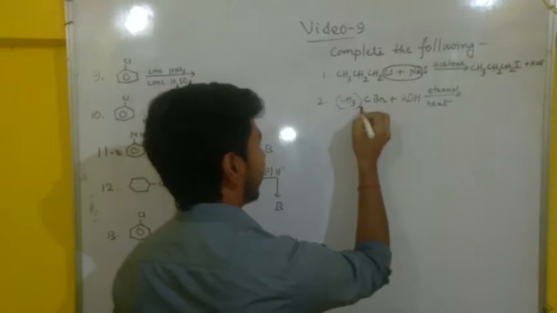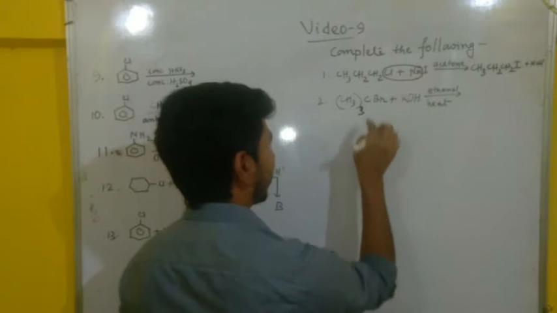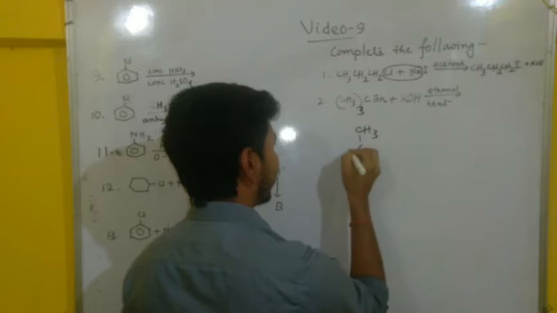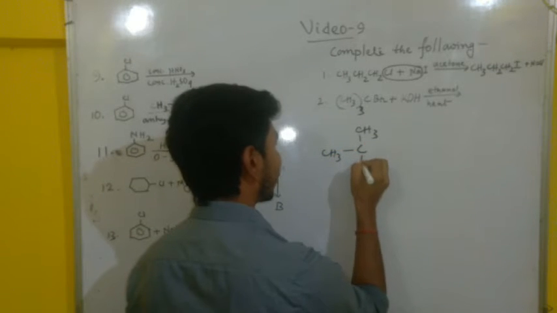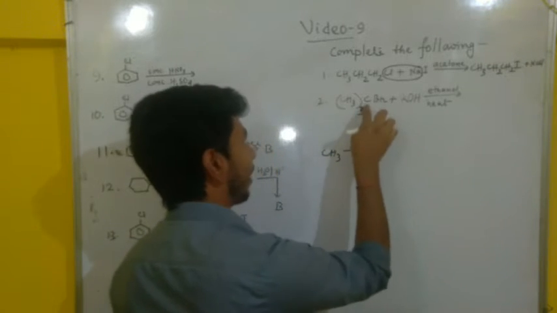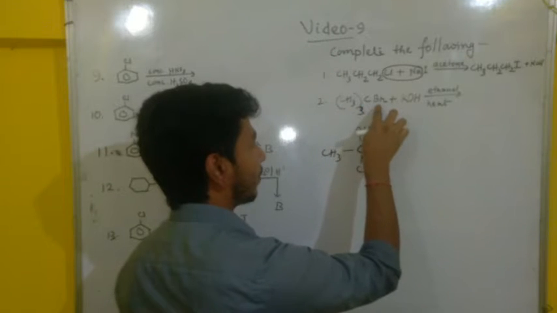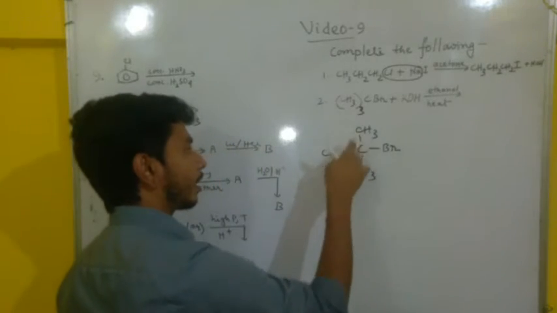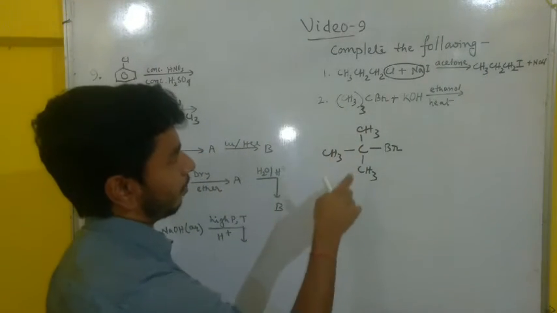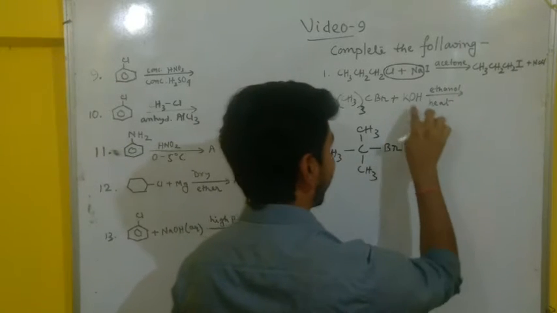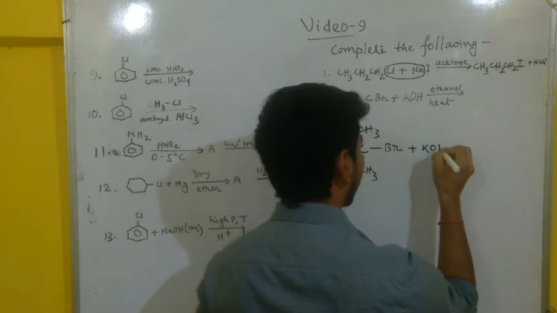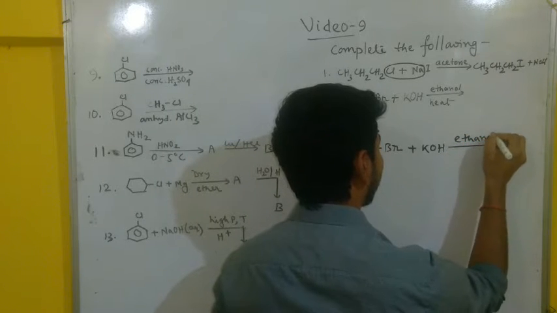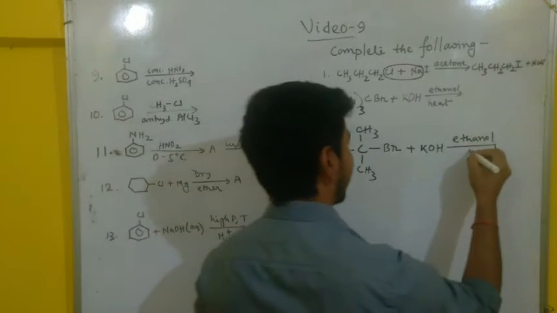So (CH3)3CBr. This carbon is bonded with 3 methyl groups, and the carbon is also bonded with bromine. This is the structure of this compound, plus KOH with ethanol. Ethanol is alcohol, that means it is alcoholic KOH, and heat.